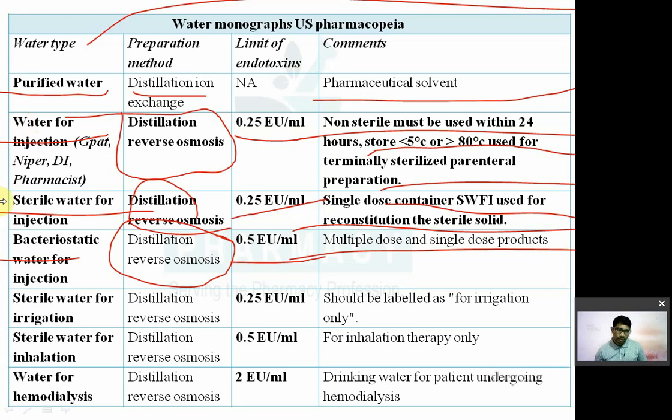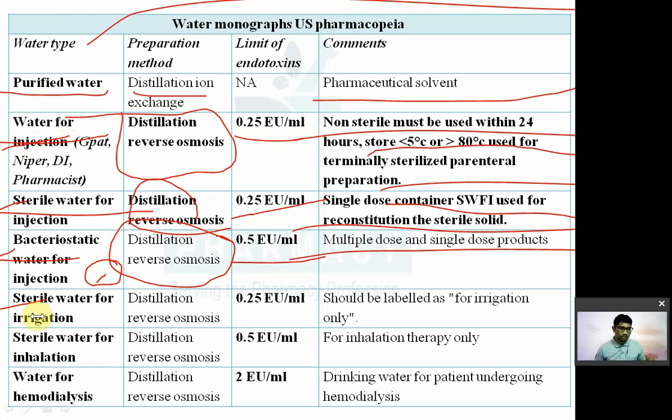In the case of water for injection, it is not sterile, so you have to prepare it immediately and use it. Sterile water for injection means you can store it for a long time, no problem. Bacteriostatic water for injection means it will contain a bacteriostatic agent, meaning a preservative. And sterile water for irrigation: irrigation means washing.